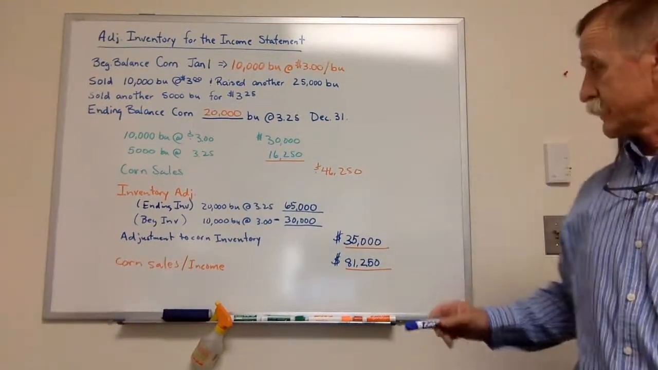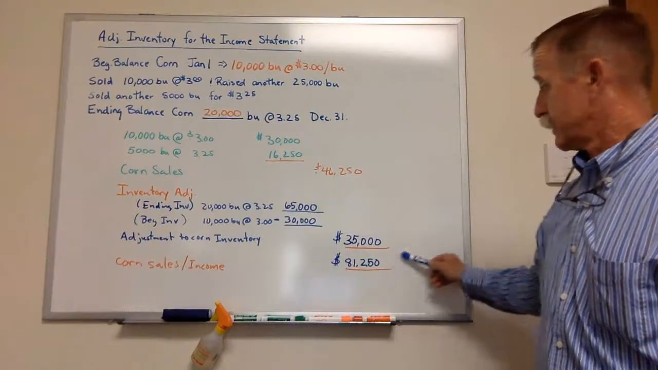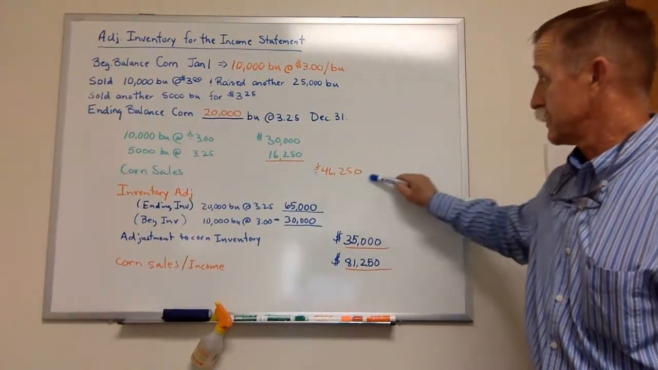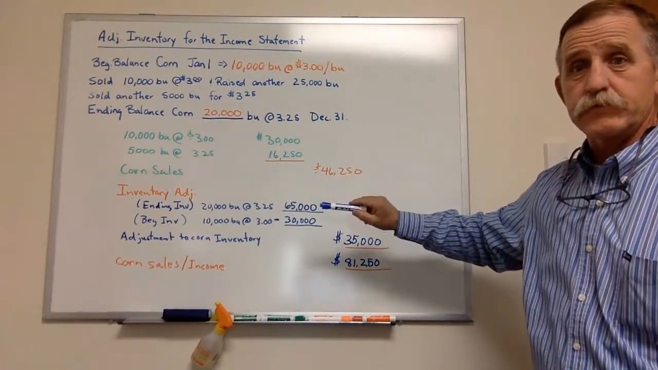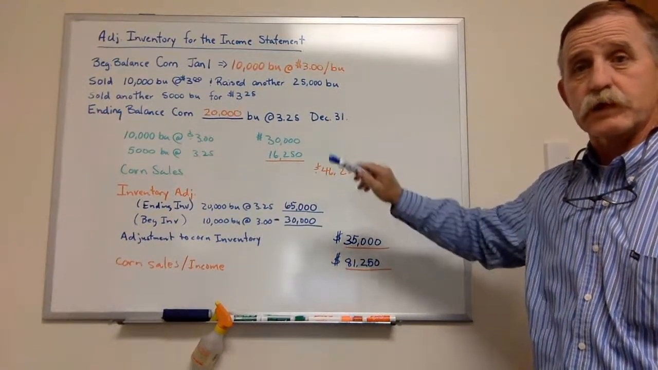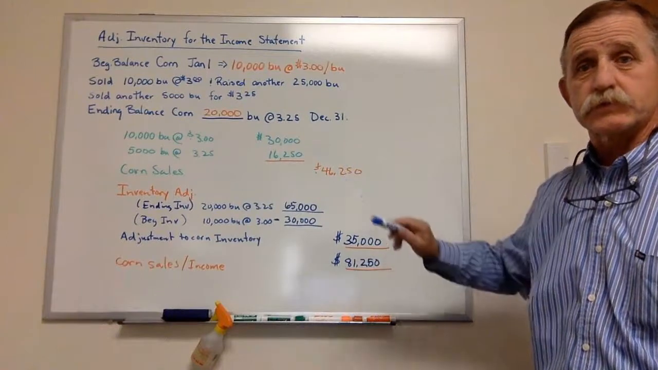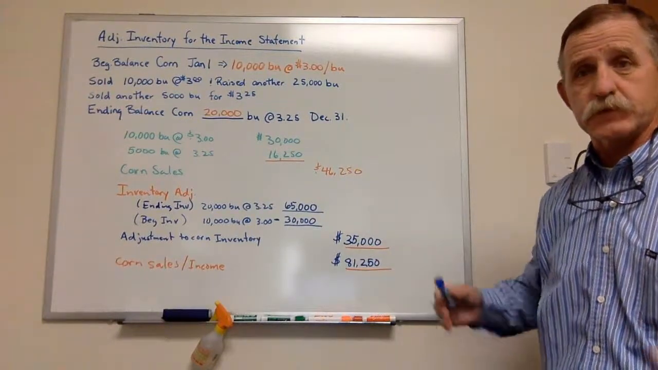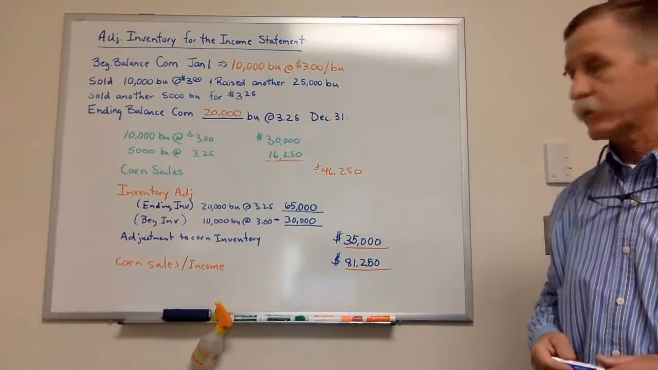Within that rather than combining it here. I like to see this number up on sales and then any of my adjustments to inventory down on the lower part of your revenue or sales portion of your income statement, the upper half, you might call it.